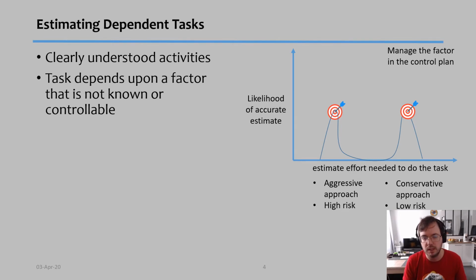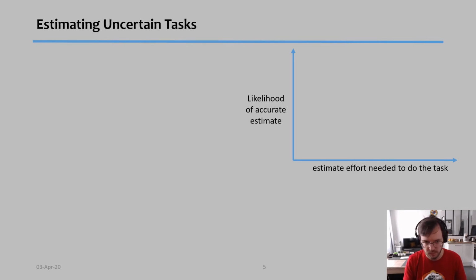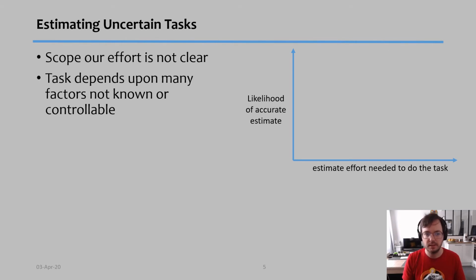So I try to predict the worst case scenario. The third type of tasks we call uncertain tasks. An uncertain task is when the scope or the effort is not very clear about what we have to do or how much time we're going to have to do it for. And this task will depend upon many factors that at the moment I either don't know or I cannot control.